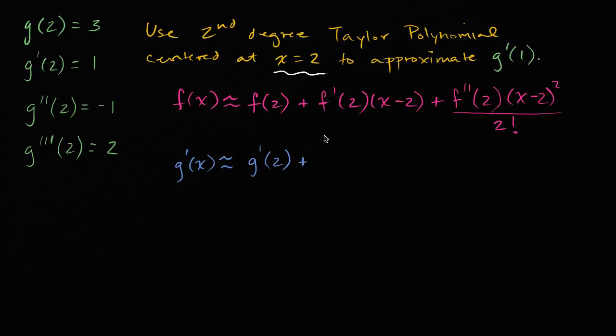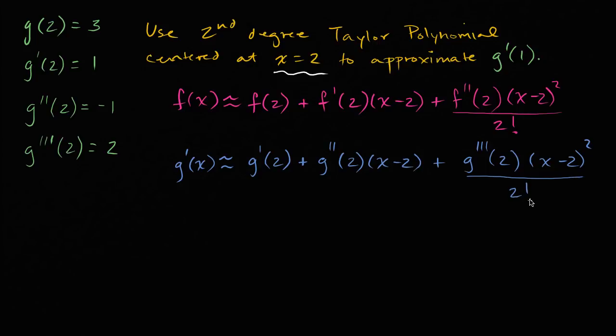And then plus the first derivative of this thing, which is the second derivative of g, g double prime of 2 times x minus 2, and then plus the second derivative of the function that I'm trying to approximate. The second derivative of g prime is going to be the third derivative of g. So it's going to be g triple prime of 2 times x minus 2 squared, all of that over 2 factorial.